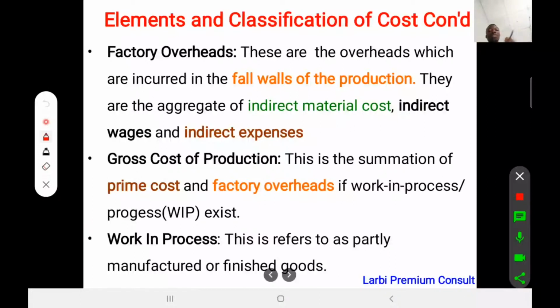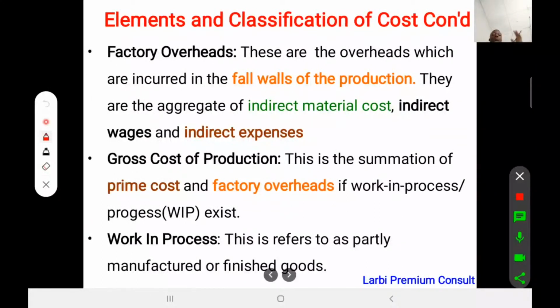Because you are manufacturing, you are interested in those in production, because you will have indirect costs from other jurisdictions like administration, selling and distribution. But here, since we are manufacturing, the factory overheads we are interested in are those of production: indirect material, indirect labor, and indirect expense from production alone. That's what I've defined here. Factory overheads are overheads incurred within the four walls of production, and they are an aggregate of all indirect material, indirect labor, and indirect expenses.